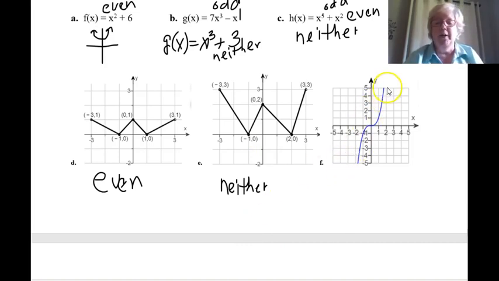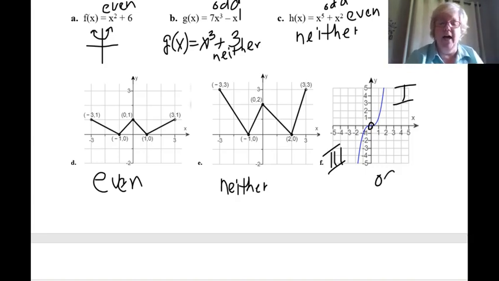Then this last one is the S-curve that we had talked about previously when we were graphing. This has a diagonal symmetry to it through the origin. It passes through the origin, and notice part of it's in quadrant 1 and part of it's in quadrant 3. Those two quadrants are diagonal to each other. So we say that that is odd symmetry.